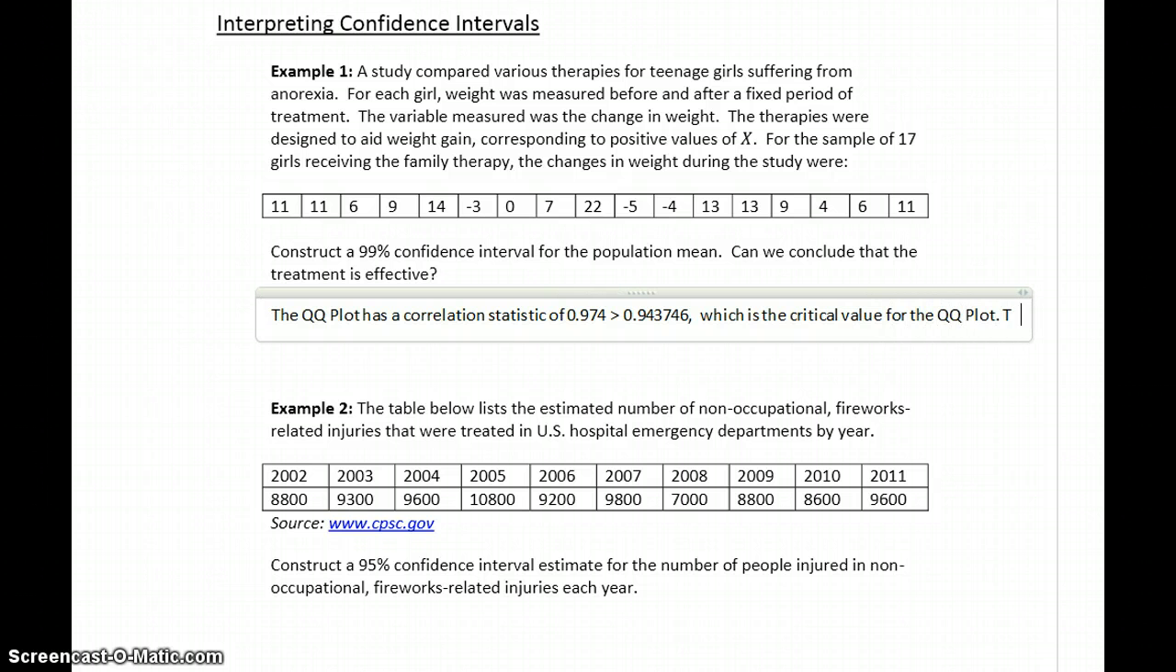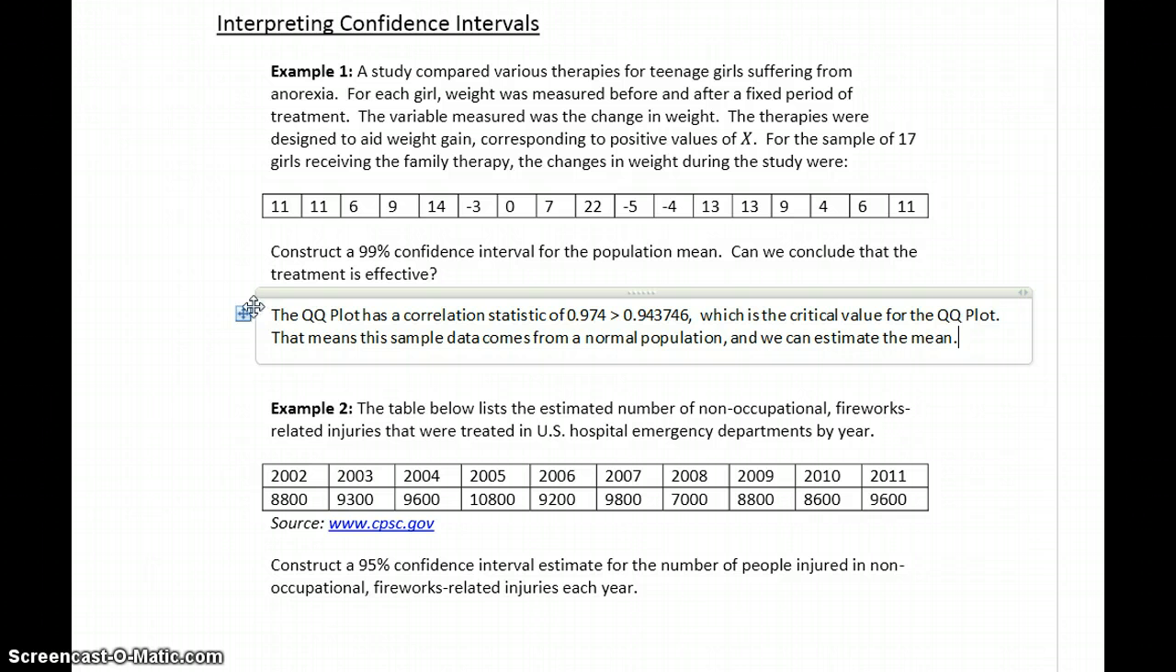for the QQ plot. That means this sample data comes from a normal population, and we can estimate the mean. So since we can estimate the population mean, we can actually answer the question the way it was written. We want to come up with that 99% confidence interval for the population mean.